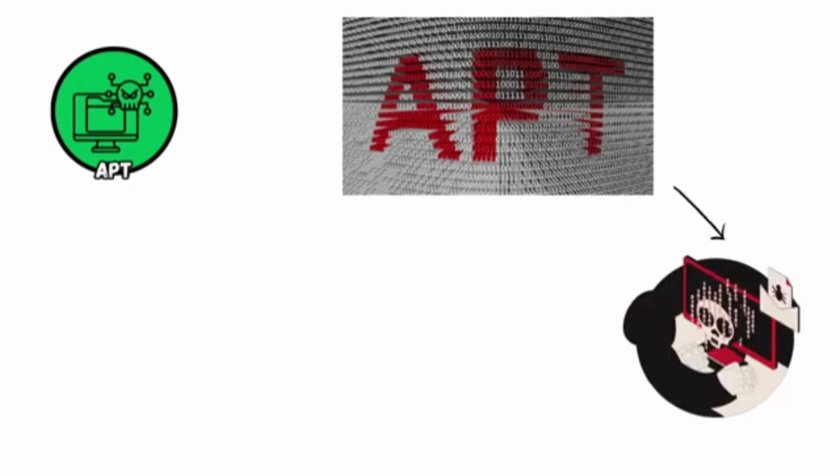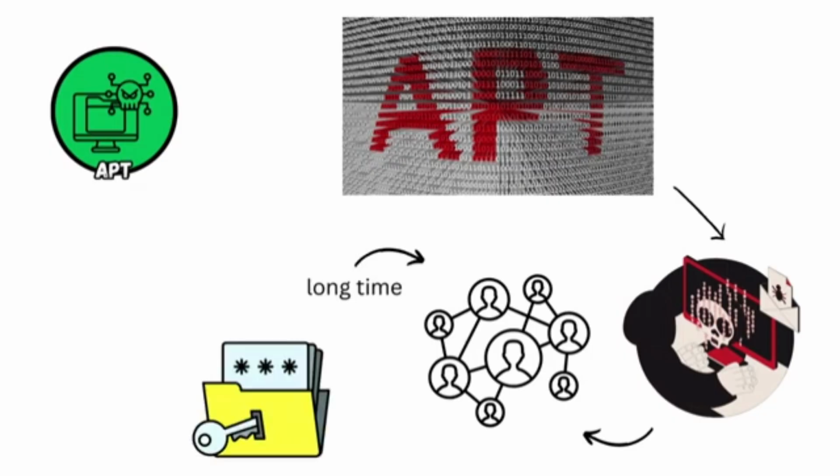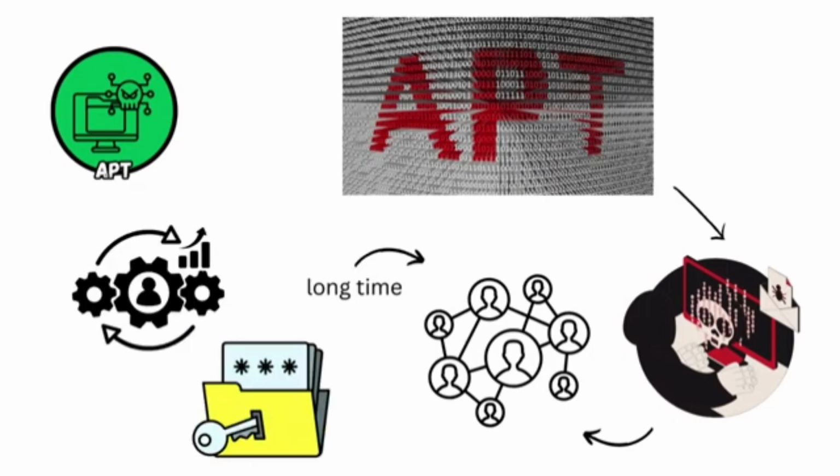Okay. So then the eighth attack is APT, which is nothing but advanced persistent threat. It is a long-term cyber attack where skilled attackers secretly gain access to a network and remain hidden for weeks or even months while collecting sensitive information. So unlike normal attacks, APT attackers focus on staying undetected rather than causing immediate damage.